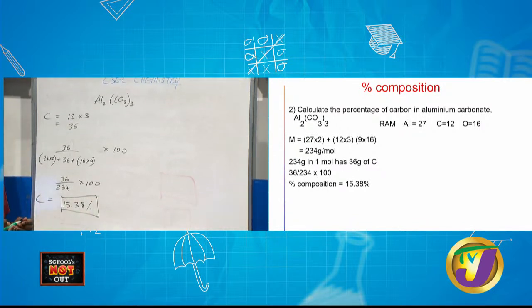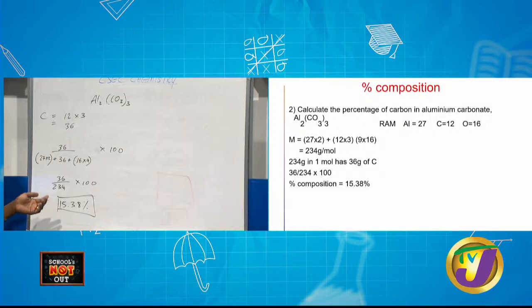All right, and say we're finished. It's not as long as the other ones. So all you do again, find the one you want and divide it by the total. Then multiply that by 100, and then that is it. All right, it's as simple as that.